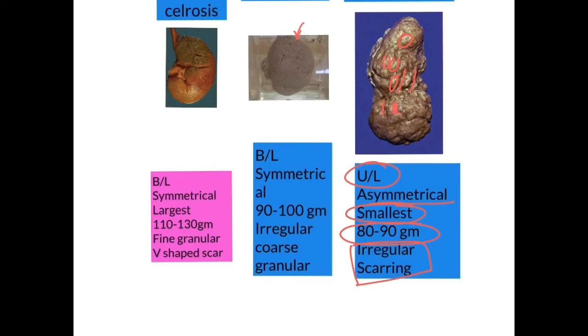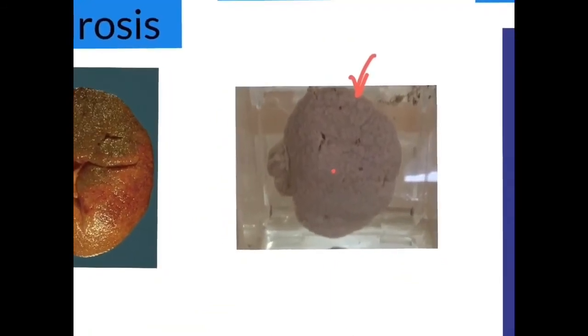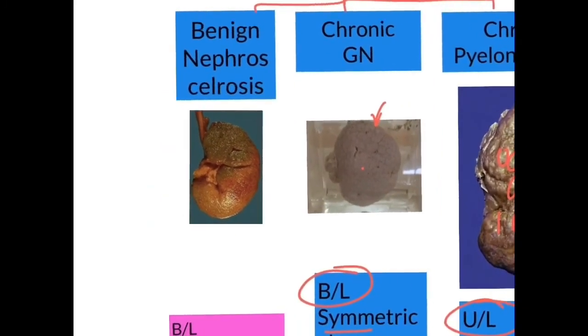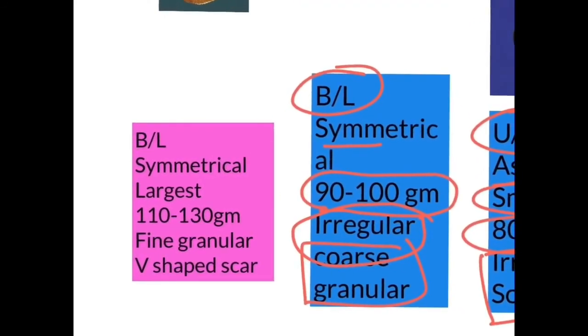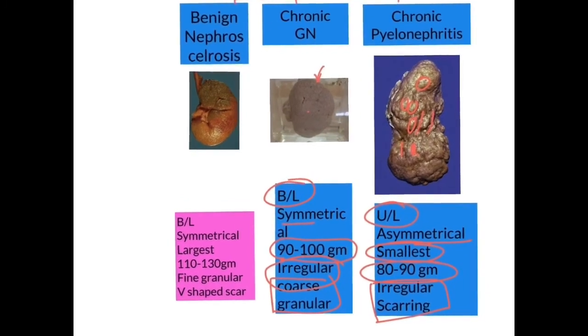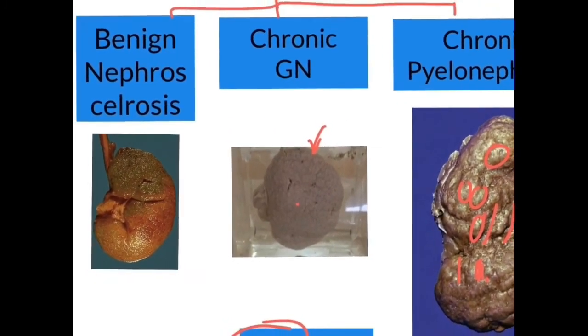Now coming to the next one, the granular kidney, which is bilateral, symmetrical, and the weight is around 90 to 100 gram. Again there are irregular coarse granules. The important thing is that the granules are coarse. If you see in high power, sorry for the picture which is getting blurred, these granules are coarse, whereas if the granules are fine, then it is benign nephrosclerosis. I am not going into detail for benign nephrosclerosis, please read it from general pathology, but this is bilateral, symmetrical, and one important thing, it is the largest one amongst the three small contracted kidneys. So these are the few morphological types of the kidney and the basic differences. Out of this, only one thing you have, that is chronic glomerulonephritis.